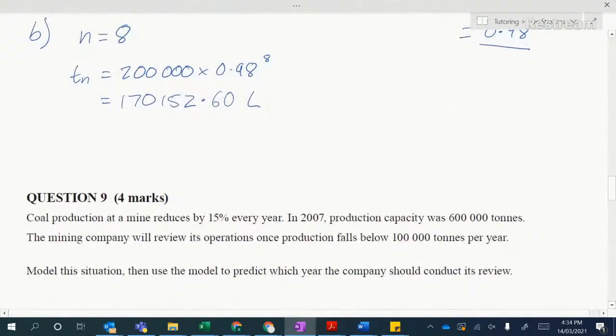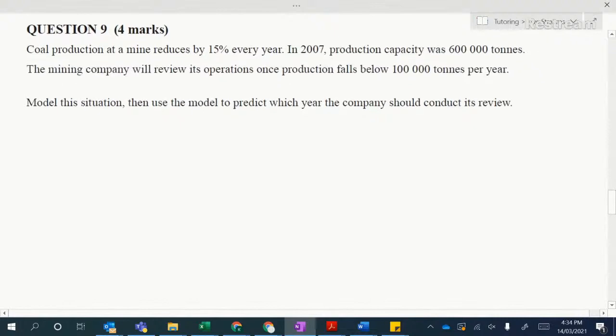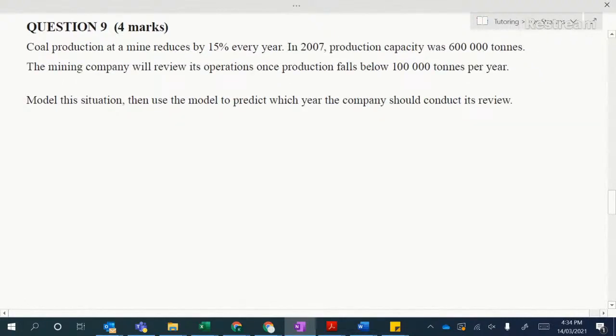Okay, all right. Let's see if you can apply that to a different situation now. Very similar situation. You can see that 15% value there. That should give you a clue. You can see the word reduces there. That's a clue.